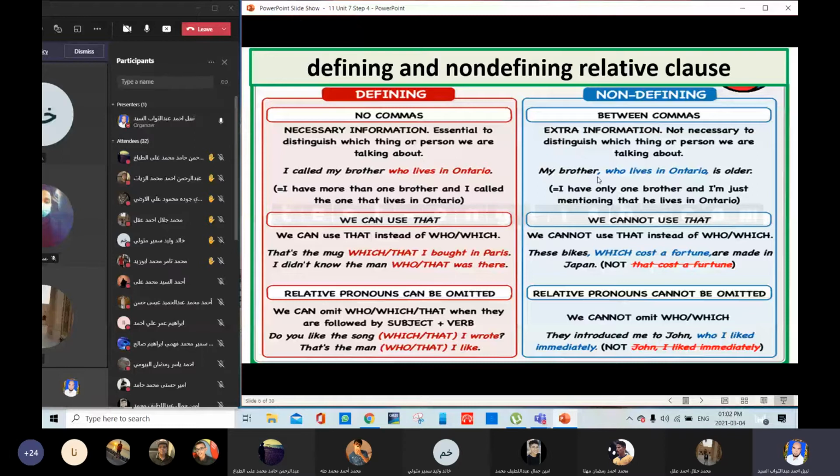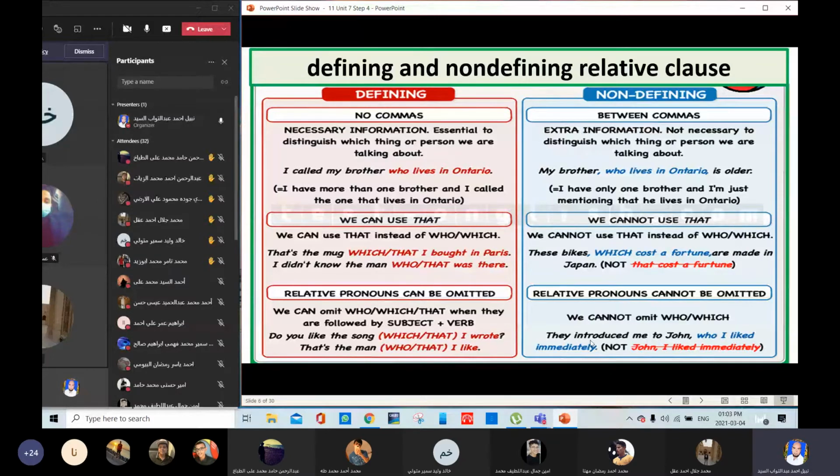These bikes, which cost a fortune, are made in Japan. Because you have commas here, this is an unnecessary piece of information and you cannot use that. Relative pronouns cannot be omitted. لا يمكن حذف who, which, or that إلا لما يكون في حالة extra information معلومات إضافية. They introduced me to John, who I liked immediately. Don't say they introduced me to John I liked immediately. لازم ما تحذفش الضمير who or which or that.